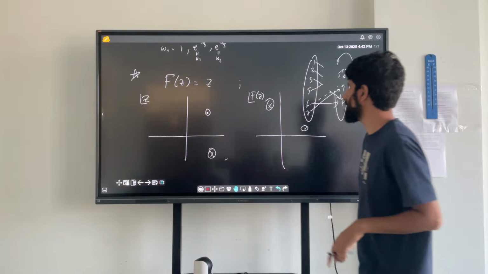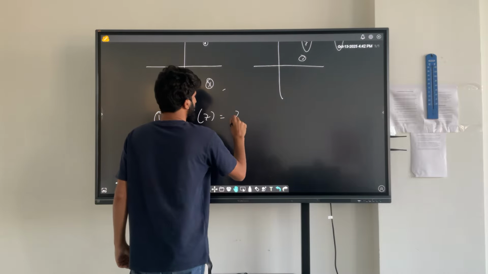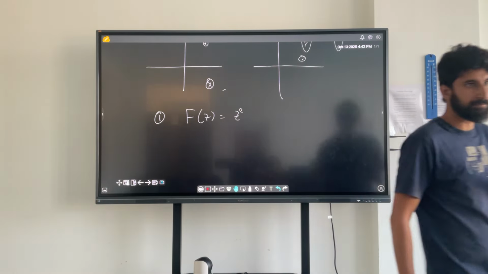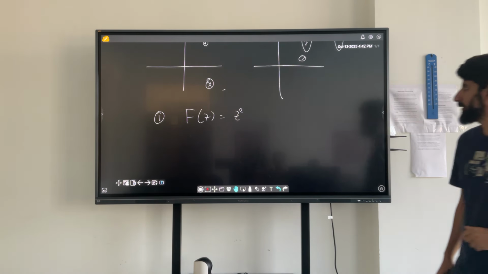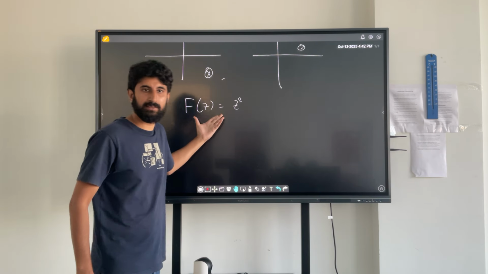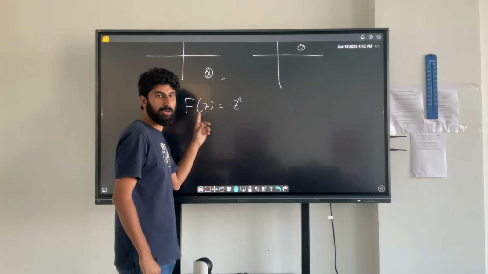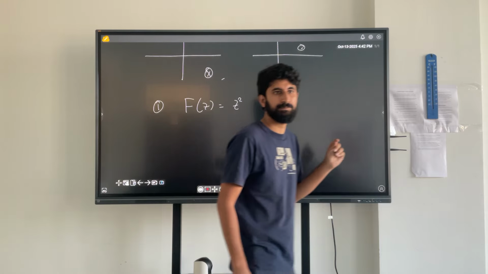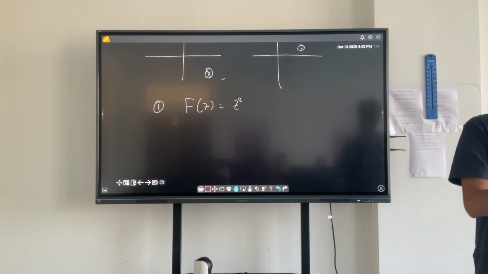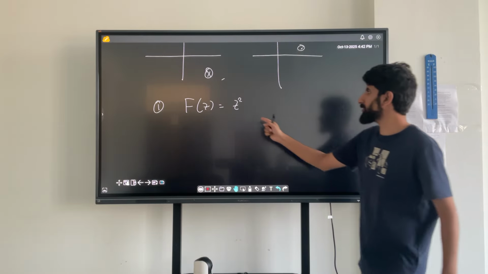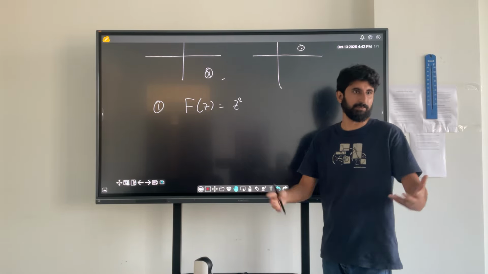For example, let's consider a simple one: f of z equal to z square. Let's square the complex number. Just take the complex number and square it. Remember, f of z is also a complex number, written in a fancy manner because it depends on what z is. Eventually it's a complex number, so it will have a real part as well as an imaginary part, and those will be functions of the real and imaginary parts of z.